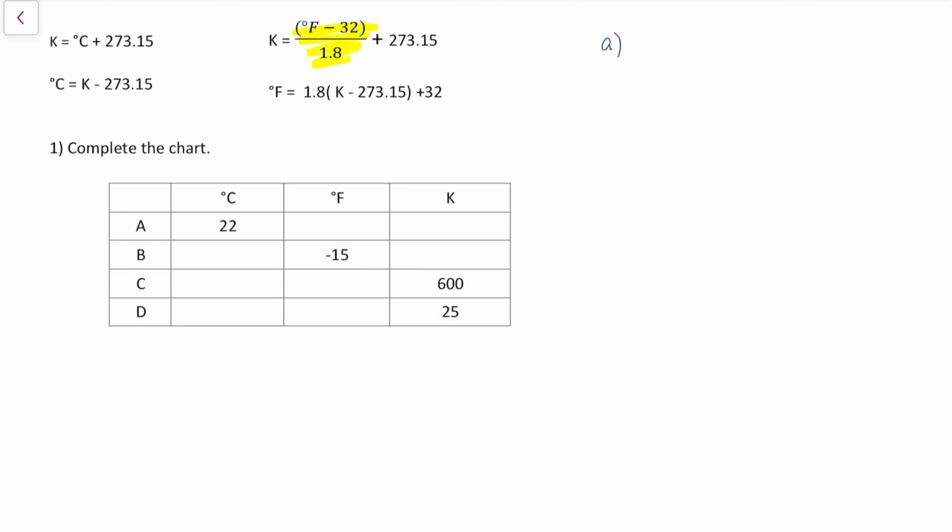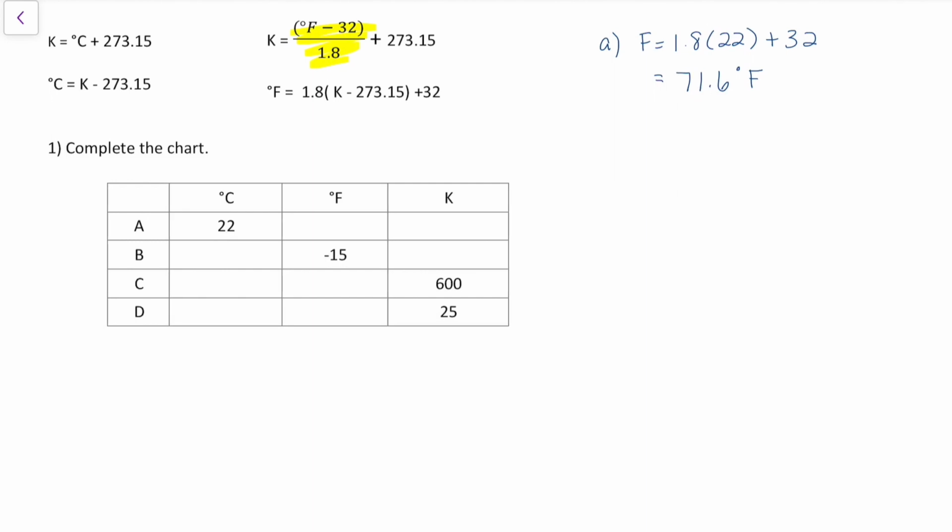For A, I have 22 degrees Celsius. To get to Fahrenheit, I'm going to do 1.8 times the 22, and then add 32, and I get 71.6 degrees Fahrenheit. And then to get to Kelvin, the easiest way is with the Celsius. So let's go from Celsius to Kelvin by taking our 22 and just adding 273.15, and we get 295.15 Kelvin. And again, remember, we don't use the degree symbol there.